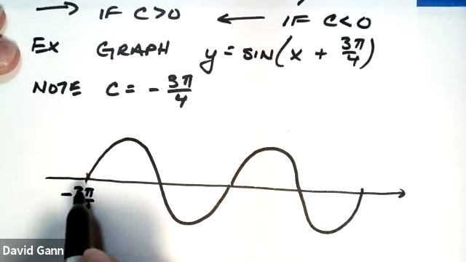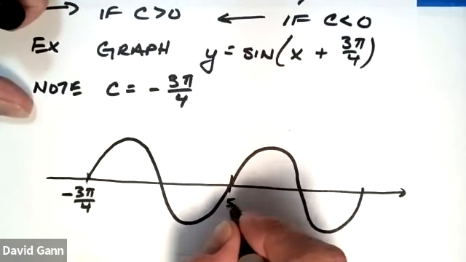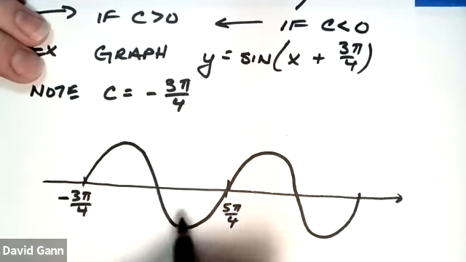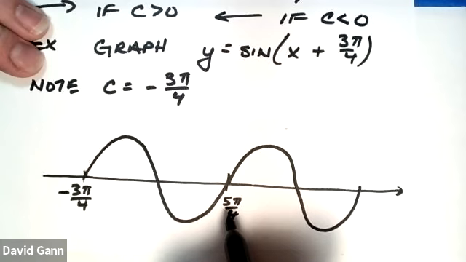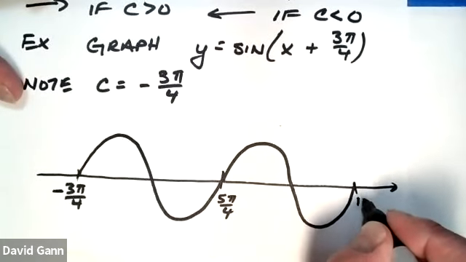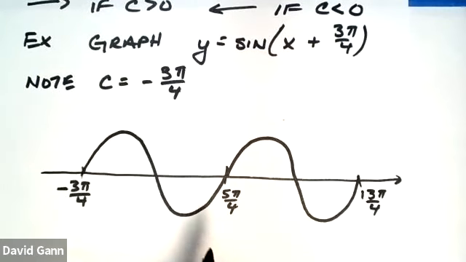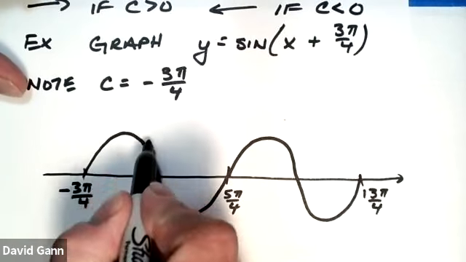So if we add 2 pi to negative 3 pi over 4, what we end up with is 5 pi over 4. And similarly, if we look at this next point, add another 2 pi to this, we end up with 13 pi over 4. Now, you can make a guess as to where the y-axis should be sitting, but I'll spare you the suspense.